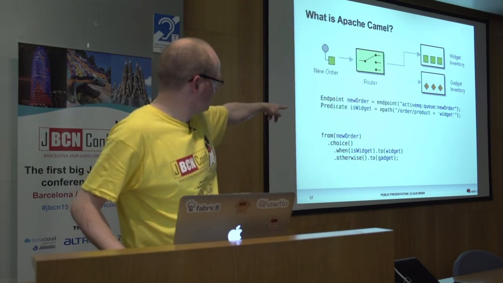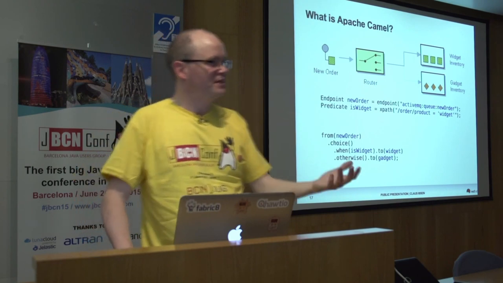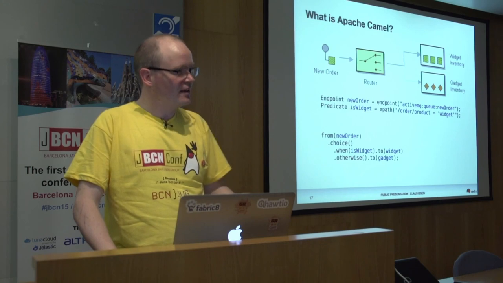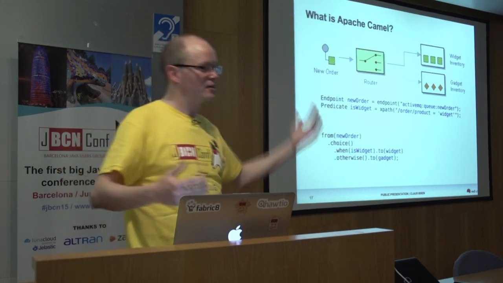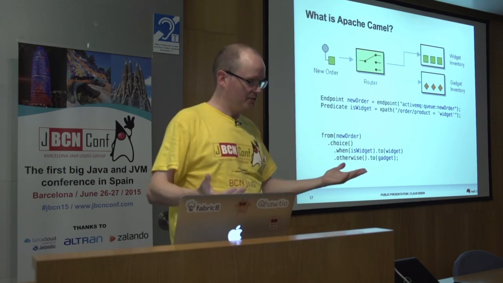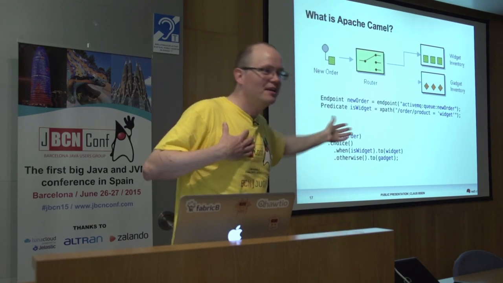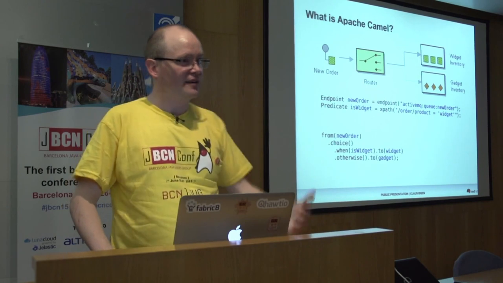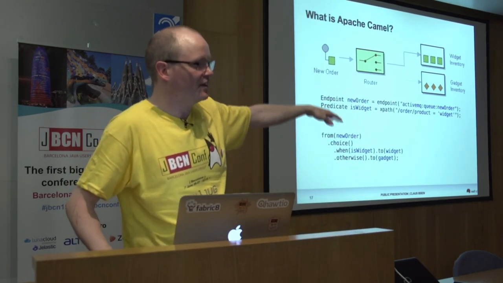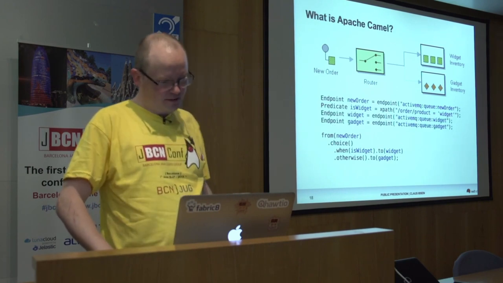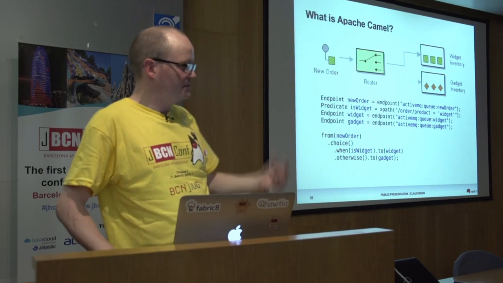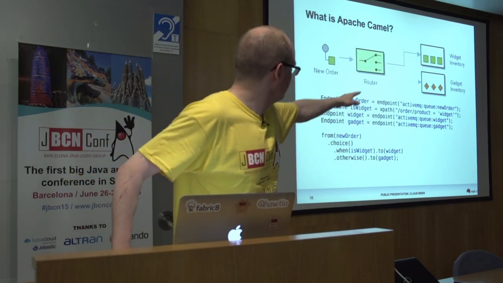Now, widget. We need to figure out if this message is a widget message or not. And for that, we can use a predicate. A predicate is a function that has a Boolean outcome, either true or false. Depending on what kind of message it is, we are using XML, and therefore we can use an XML language called XPath to look inside that message to see if it's a widget or not. Then the other two, widget and gadget, are also endpoints. This is where we send the message, either to a queue called widget or gadget.